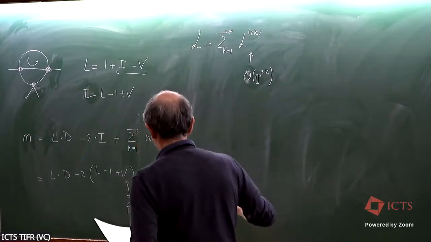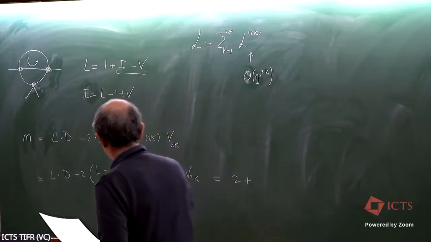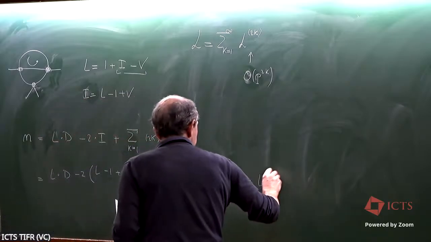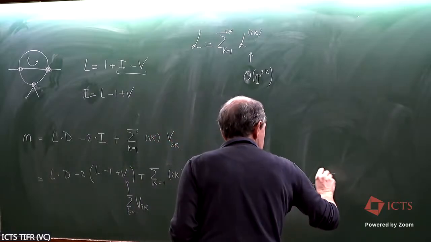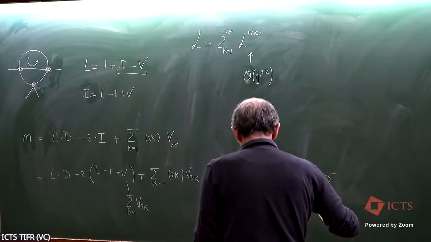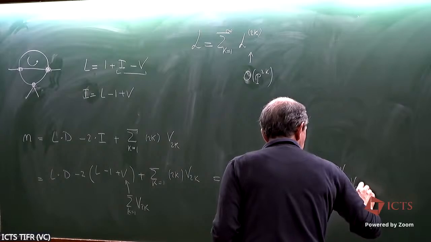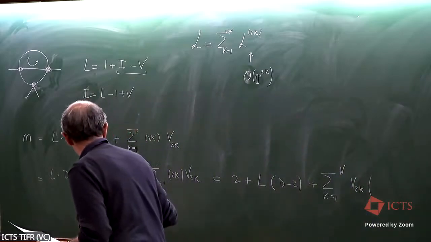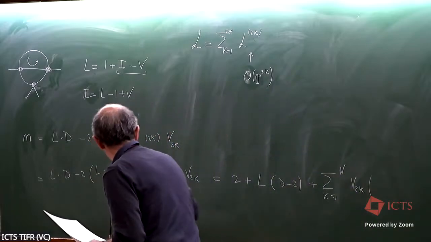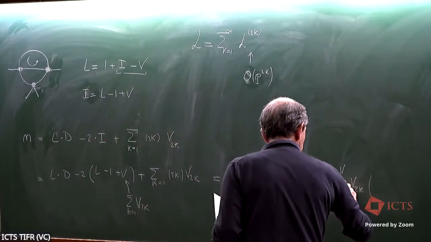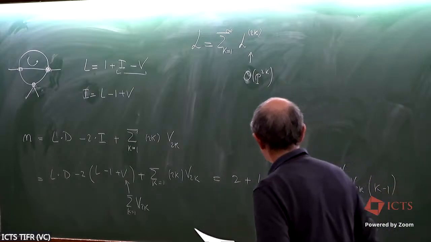So from here I have a 2, plus I have loops that multiply d minus 2, plus the sum over k that goes from 1 to n, V_2k, and here I have the 2k, but also I have a minus 2, so here I can put a 2, and here I have k minus 1. So that is the counting.